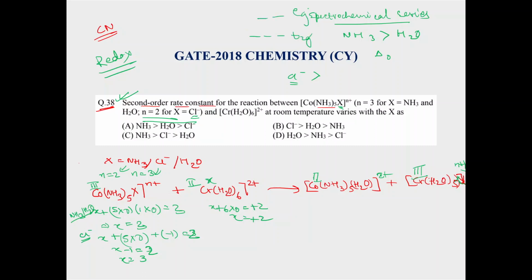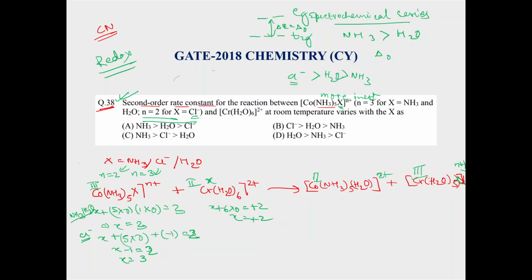This is T2g and Eg in an octahedral crystal field. The energy gap between the T2g and Eg levels is the crystal field splitting, delta O. If delta O is more, then the complex is more inert. So when X is NH3, this [Co(NH3)5X]n+ complex is more inert, and if it is more inert, it is less prone to take part in the reaction. So NH3 will have the least rate, and H2O will be in between.